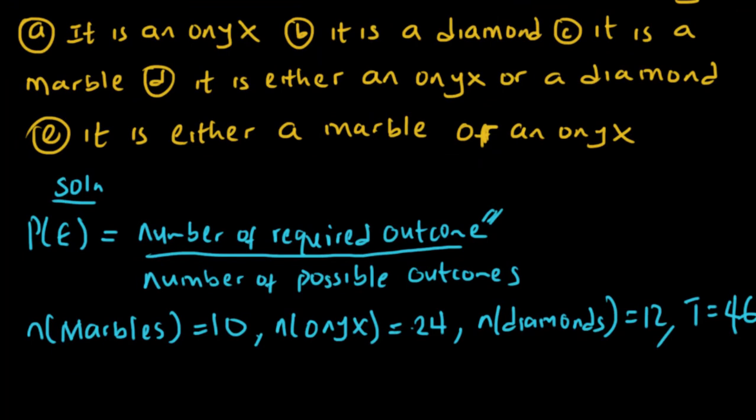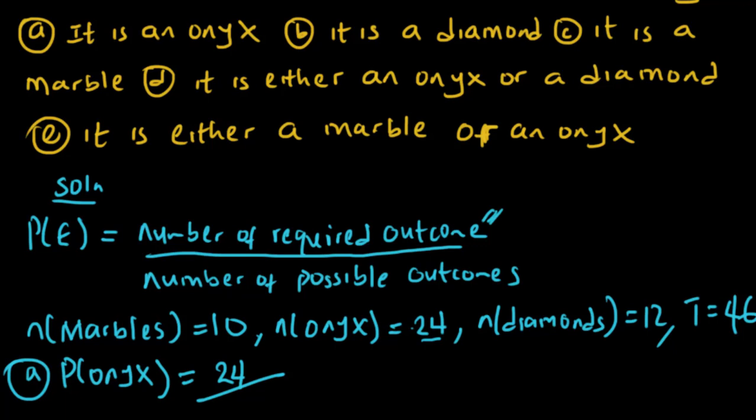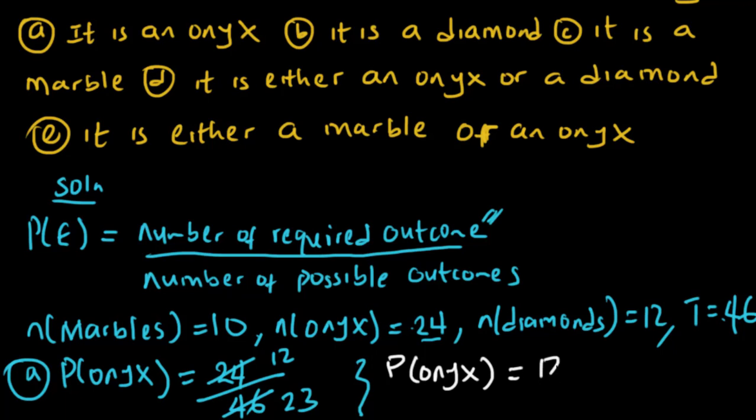What's the probability that the stone picked is an onyx? So we have probability that it's an onyx will be equal to, how many onyx do we have? 24 all over, what's the total number of stones? 46. Do you understand? 2 goes here 12, 2 goes here 23. So we have probability that it's an onyx equals 12 over 23. Do you understand? Now let's do B.